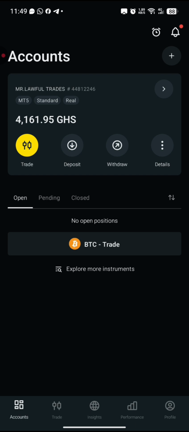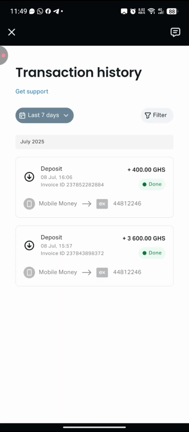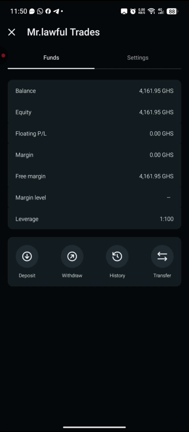So as you can see, we started with a deposit of 4,000 Ghana cedis. That was somewhere around the 8th of July. That is when we started this account. We deposited this money. That was the last 7 days, as it was written over there. Now let's see how we are going to be trading this account and what the plan is.